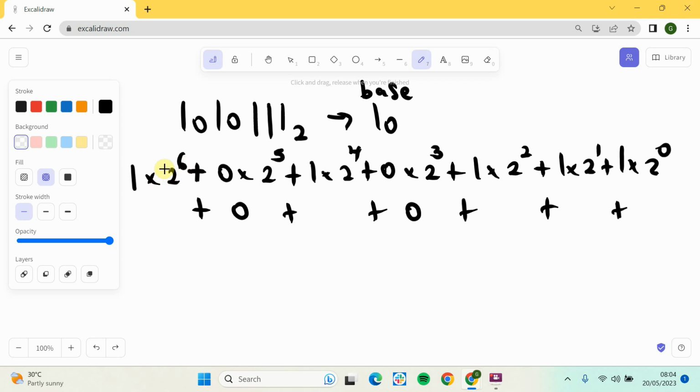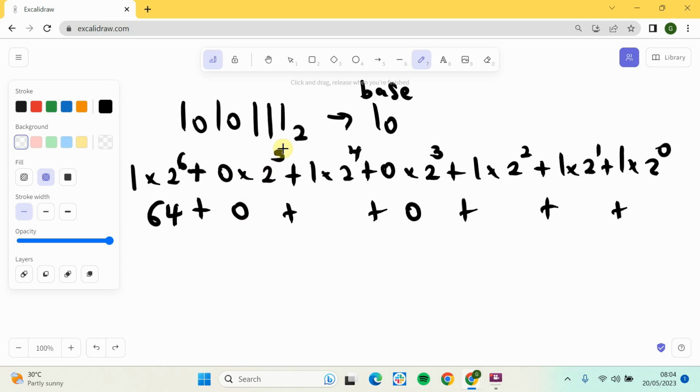2 raised to the power 6 is what? If you want to do it, you say 2 times 2. 2 times 1 is 2, 2 times 2 is 4, 4 times 2 is 8, 8 times 2 is 16, 16 times 2 is 32, 32 times 2 is 64. So 64 times 1 will give me 64. Remember, anything multiplied by 0 is giving me 0.